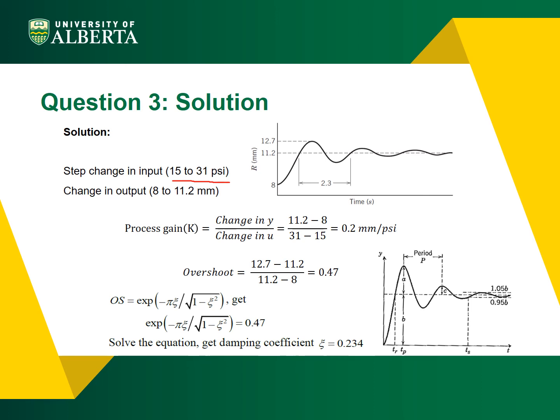And from the response graph, we can see that the output y changes from 8, which is the initial value, to 11.2, which is the final value. Let me write F for final, I for initial. So the process gain is the change in y by change in u. So 11.2 minus 8, which was the initial value, by 31 minus 15. So if you compute, you get 0.2 mm/psi.